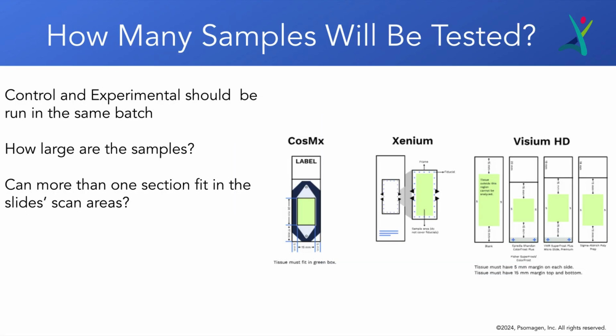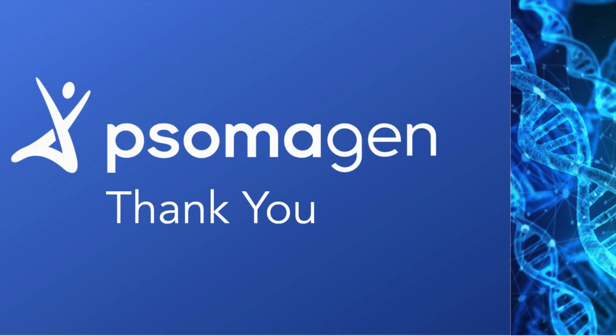And then again, what's your budget like? How many samples are you going to test? How large are your samples? All of the platforms have different scan areas. Xenium has the largest. One thing you may consider is that you may be able to put more than one sample within the scan area as long as they don't overlap or cover the fiducials. And that concludes our introduction to choosing a spatial biology platform.